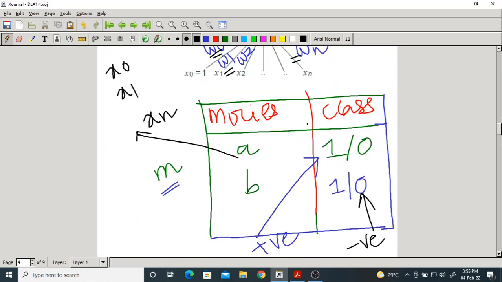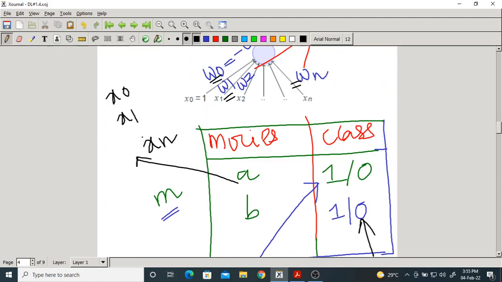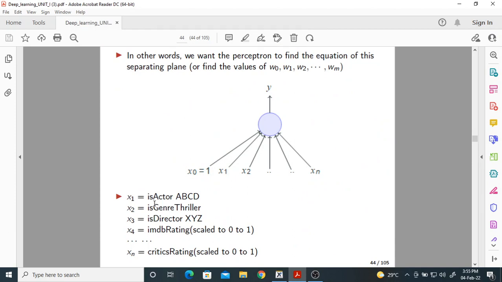Now, one more thing: here all these x0, x1, xn need not be Boolean. In the case of the MP neuron, we took all the inputs to be what? Boolean. Boolean means 0 or 1. Here they need not be Boolean. Why? Suppose x1 is that the actor is ABCD. You can say yes or no, so it can be Boolean. x2 can be Boolean. x3 can be Boolean. But x4 need not be Boolean, because the rating can be any value between 0 and 1. So here x4 is a real value. In the same way xn is also a real value. So all x1, x2, xn need not be Boolean. They can be Boolean and they can be real values also.